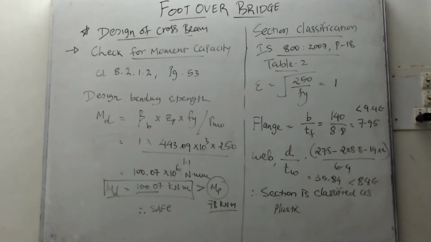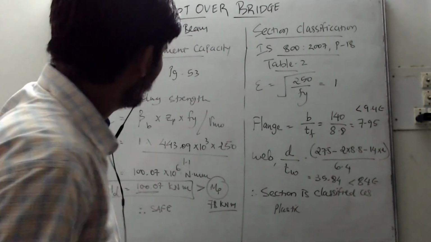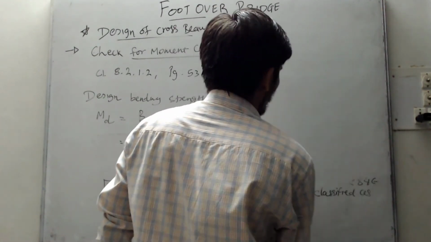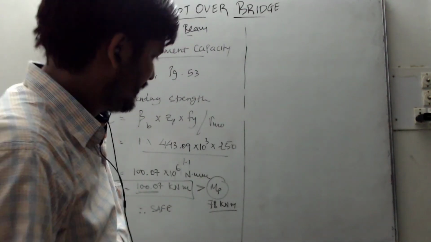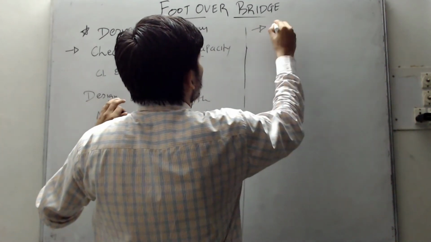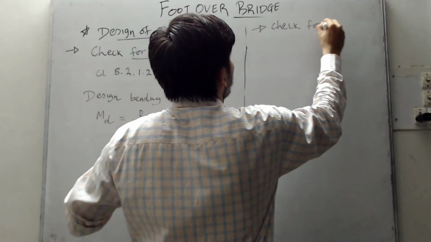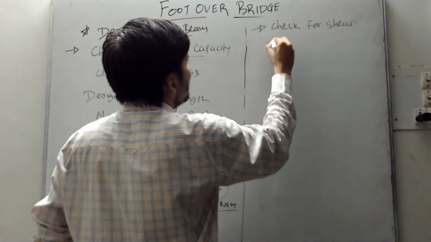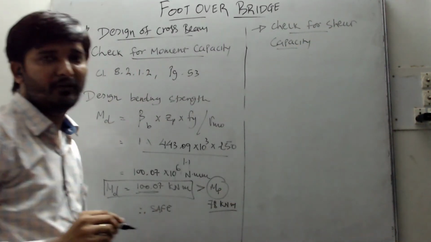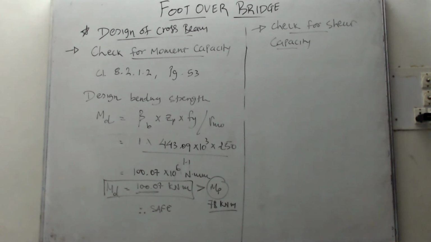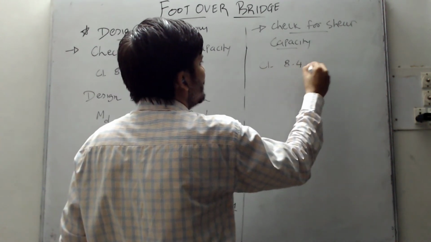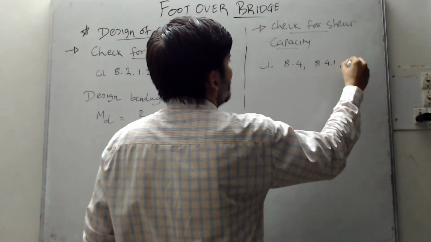Check for shear capacity. So again we need to go to IS 800 2007. I hope all of you have this IS code with you, right? I'll show you the IS code formula also once we complete this step. So next we need to check for shear capacity. Again IS 800 2007, page number 59, clause number 8.4 and 8.4.1. You can find the formula over there.